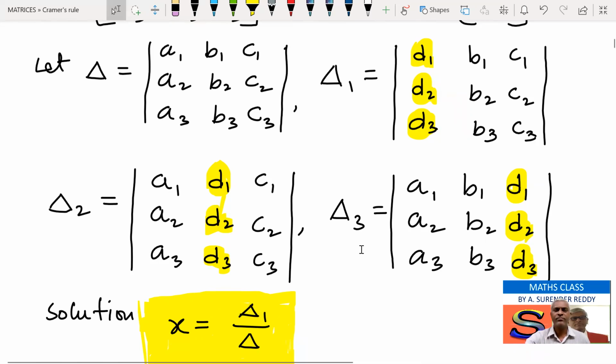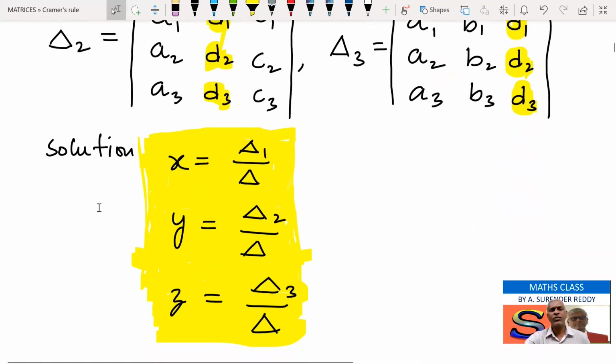So after calculating the four determinants, then the solution will be x is equal to delta 1 by delta, y is equal to delta 2 by delta, and z is equal to delta 3 by delta. So this is the procedure in Cramer's rule to find solutions for simultaneous equations in 3 variables.